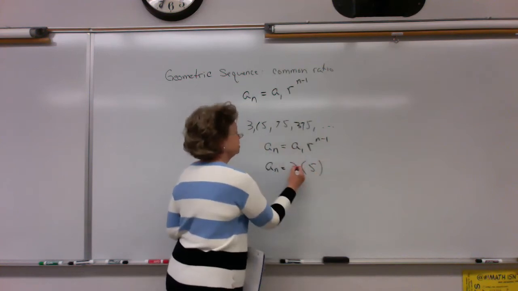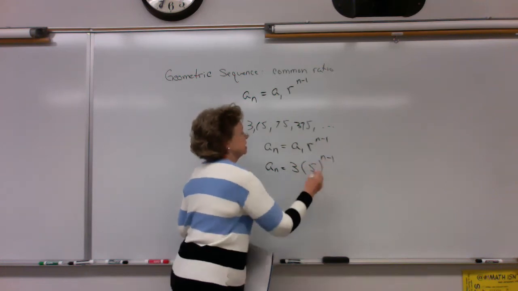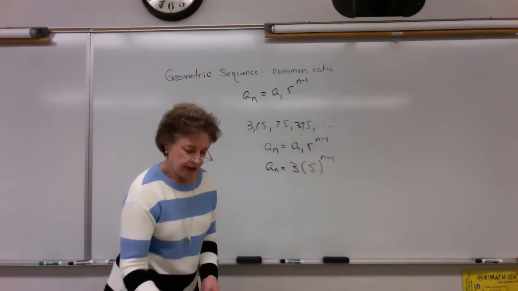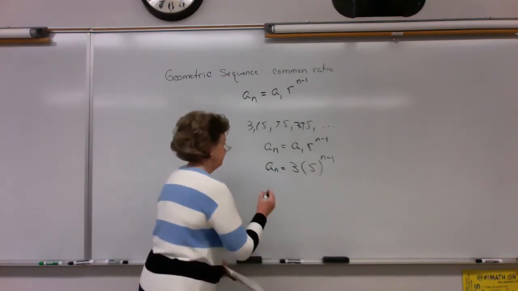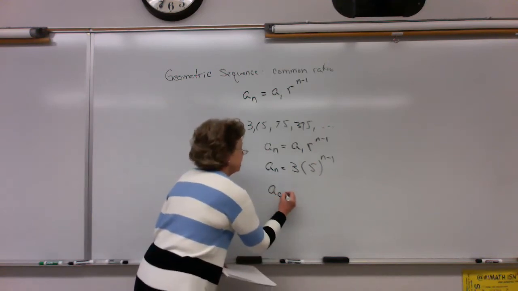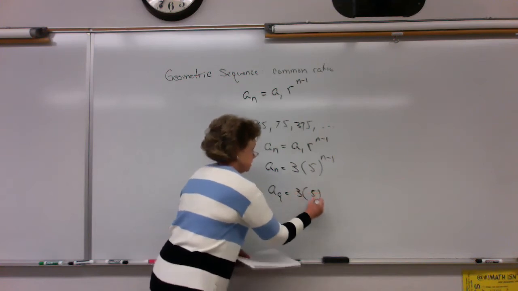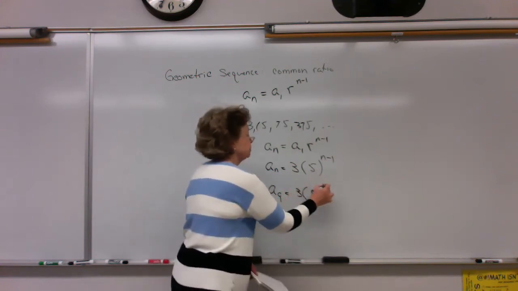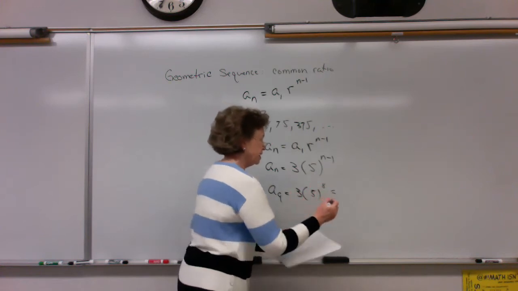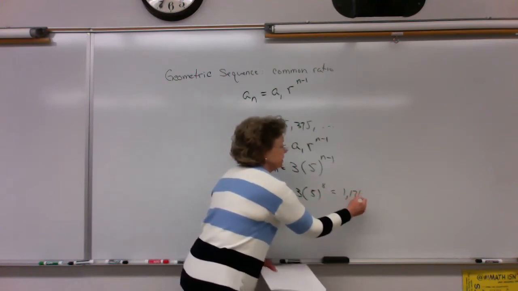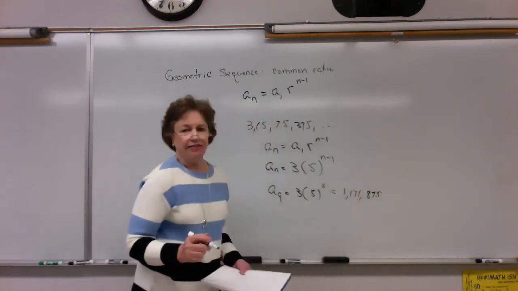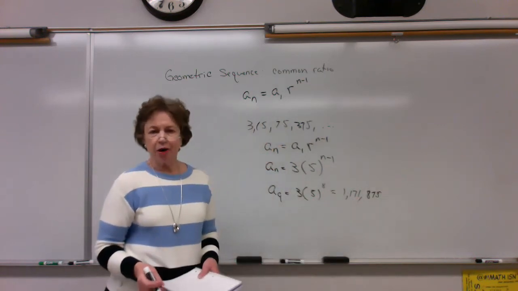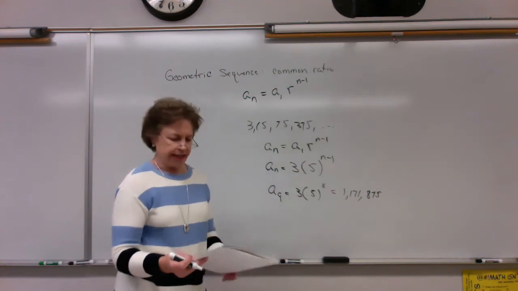My first term is 3. And we are multiplying it to the n minus 1. If I'm looking for the 9th term in this one, so a sub 9 is going to be 3 times 5 to the 9 minus 1, which is 8. And when we plug that in, we get 1,171,875. Is that what you got? If you paused, and if you didn't, there it is.